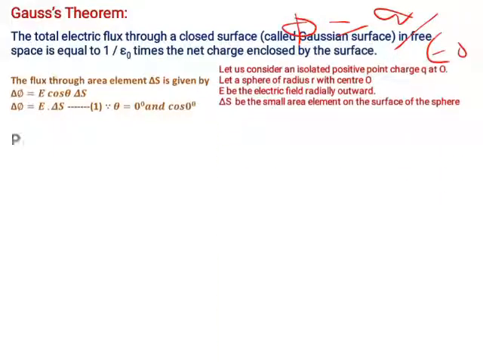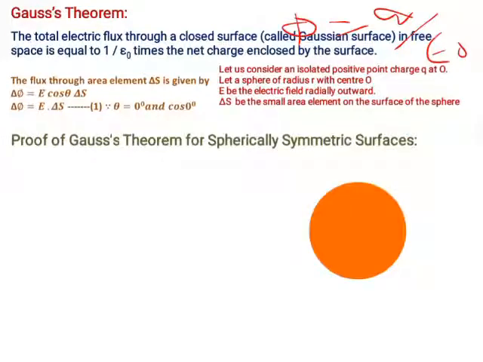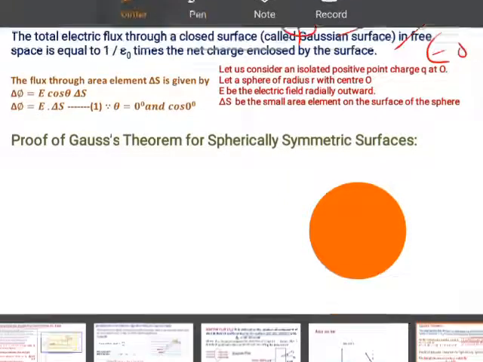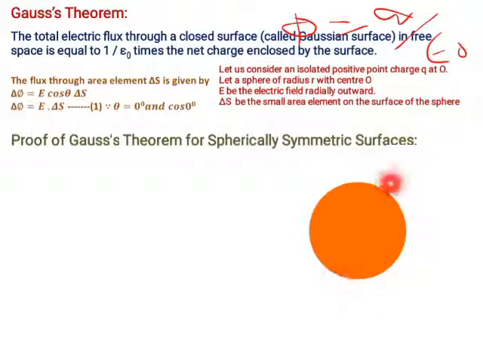Now let us consider one spherical symmetric surface. This is a proof of Gaussian theorem. Suppose we consider the spherical symmetric surface, then this is a center point denoted by O, where a positive isolated point charge is kept. Isolated point charge is present at O.